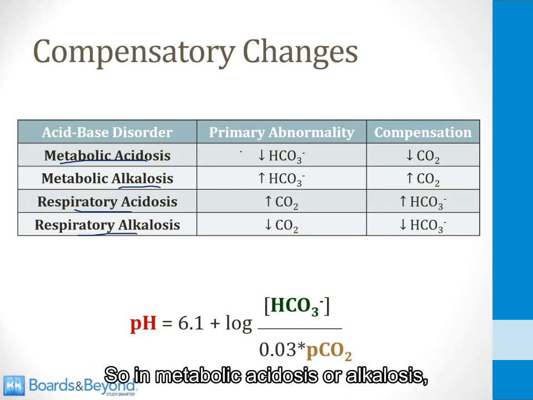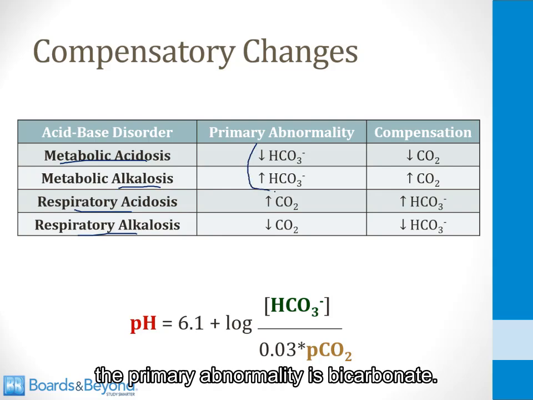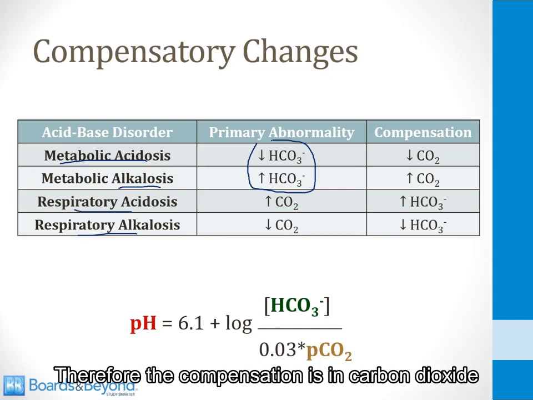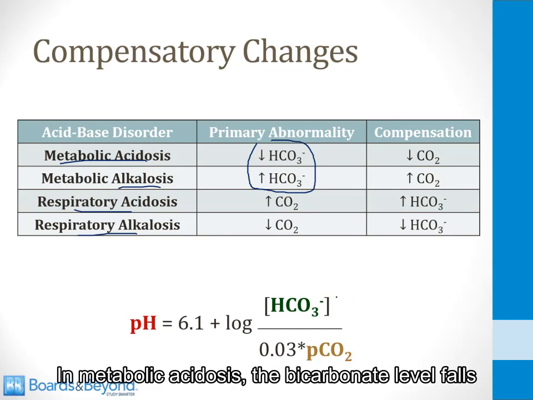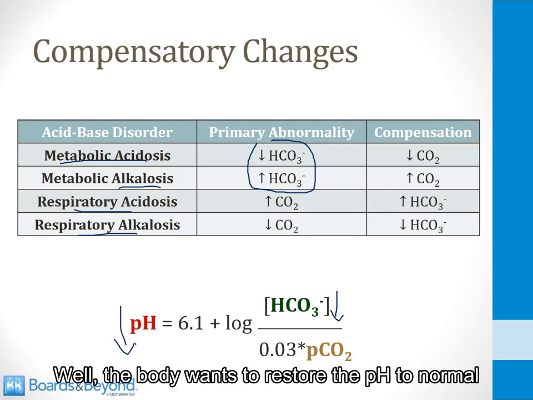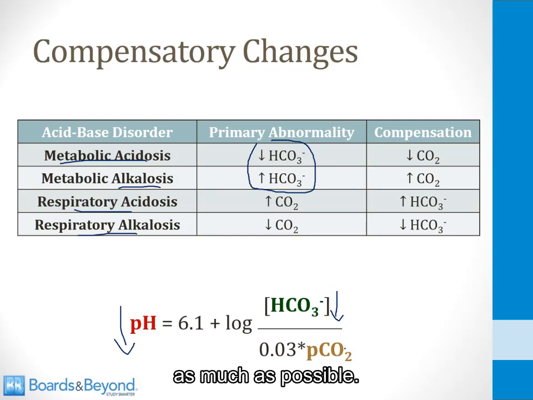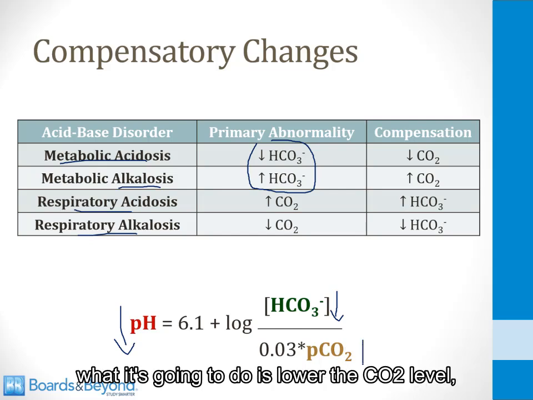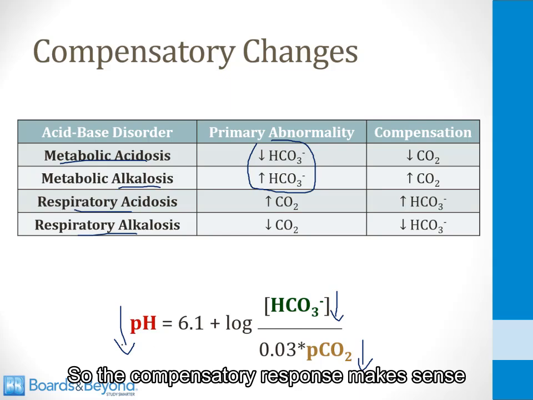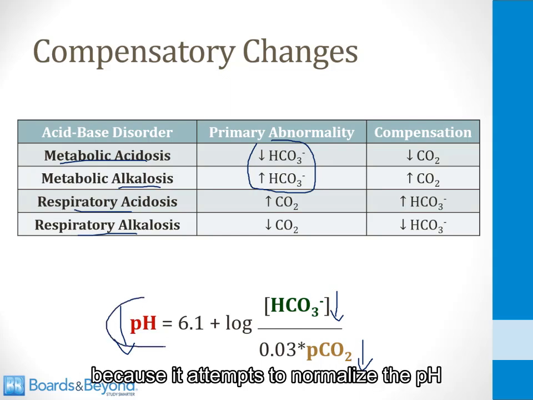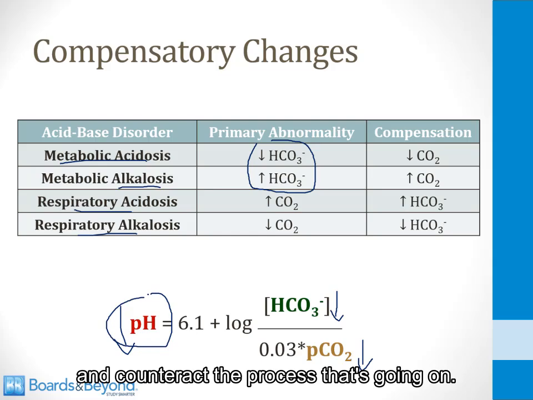So in metabolic acidosis or alkalosis, the primary abnormality is bicarbonate. We talked about this before. Therefore, the compensation is in carbon dioxide, and the compensation makes sense if you know the Henderson-Hasselbalch equation. So let's look at a metabolic acidosis. In a metabolic acidosis, the bicarbonate level falls, which will lower the pH. Well, the body wants to restore the pH to normal as much as possible, so in order to do that, what it's going to do is lower the CO2 level. The lungs are going to blow off more CO2. So the compensatory response makes sense because it attempts to normalize the pH and counteract the process that's going on.